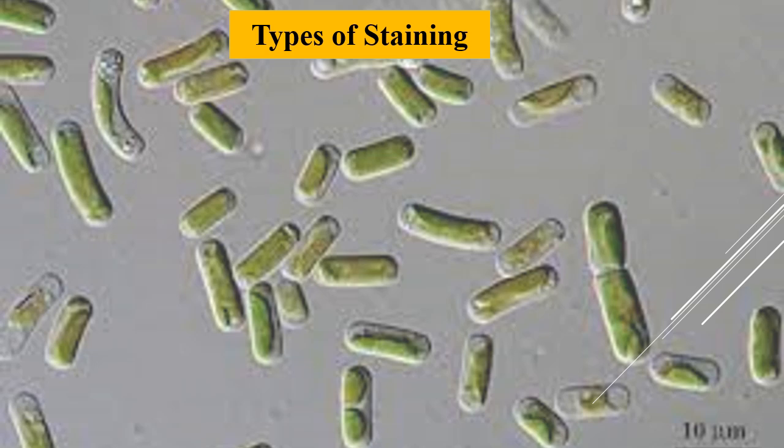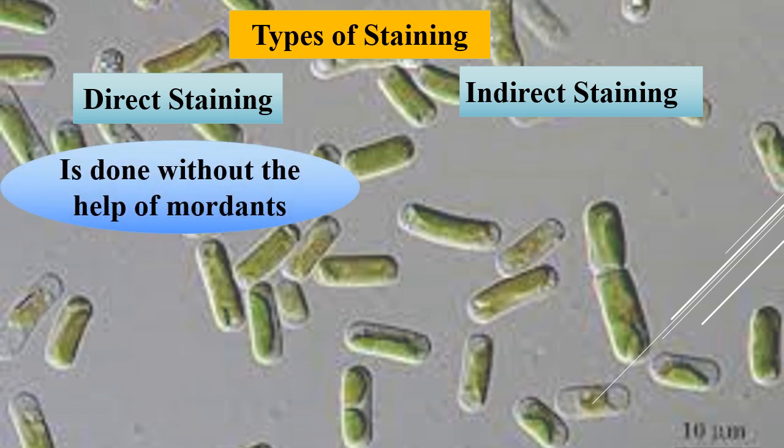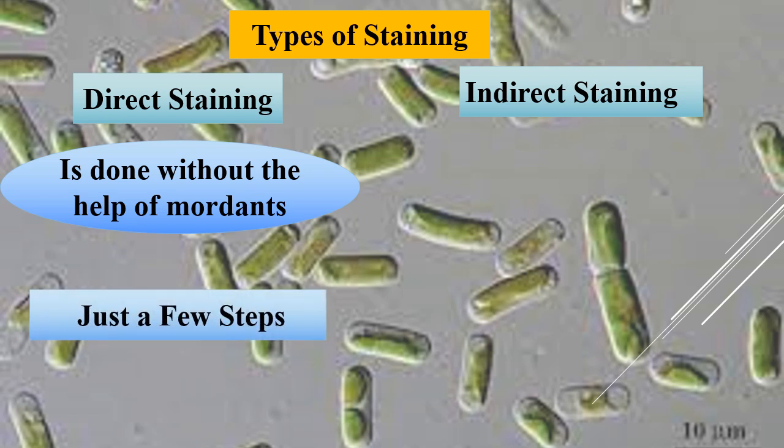Okay, let's see other types of staining. We have direct staining and indirect staining. So, for direct staining, we are going to use just one stain, and it will be very easy, very simple, because it is done without the help of mordants. And mordants are chemicals that are used to help us color some cells. In this case, this procedure is done with just a few steps.